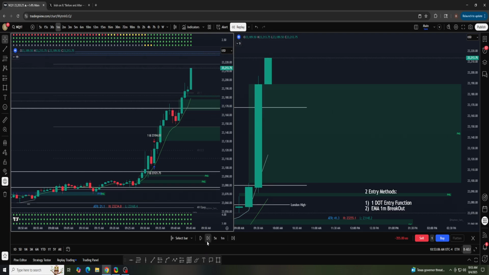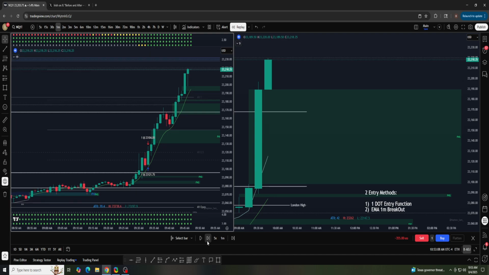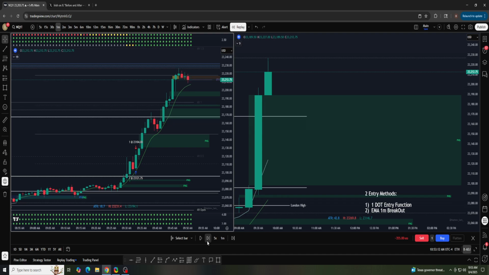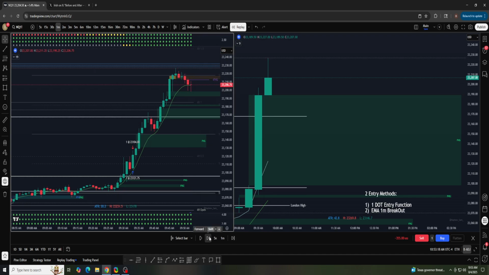So if price starts to get away from you, just another entry function is a retracement to the EMA, and then you wait for a break of the 1 minute candle. So I would be buying a breakout here. Let's see if it materializes. It does not. I'd be buying a breakout here. Let's see if it materializes. And I like the fact that this wick right here did not displace the previous candle.